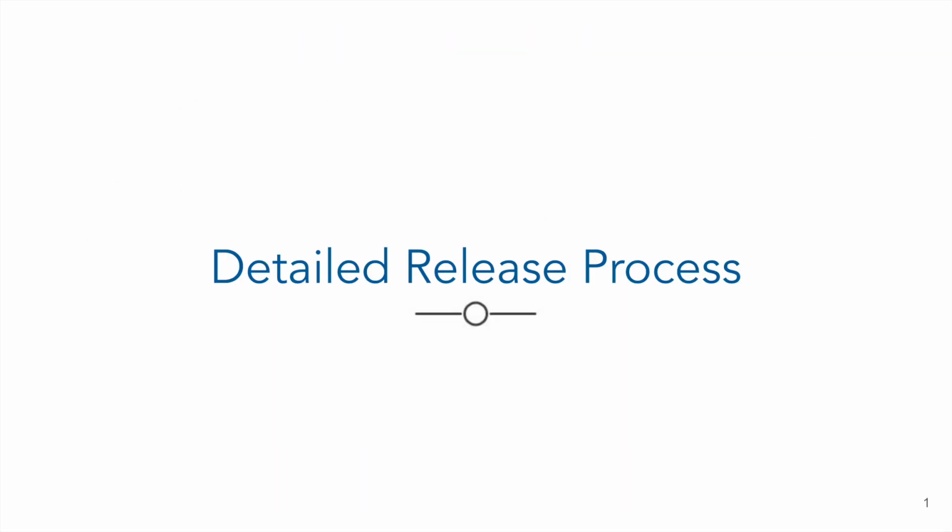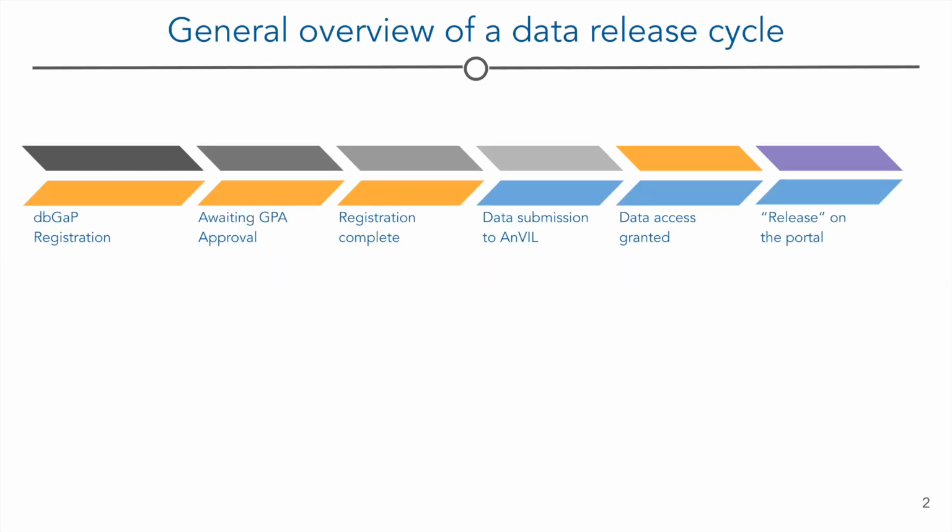We'll now go step by step through the release process for AnVIL on GCP. Note the colors of this image and the relationship between the groups in the upcoming slides. Grey is the activity of the data submitter. Orange is dbGaP. Blue is the AnVIL ingestion team. And purple is the data user.